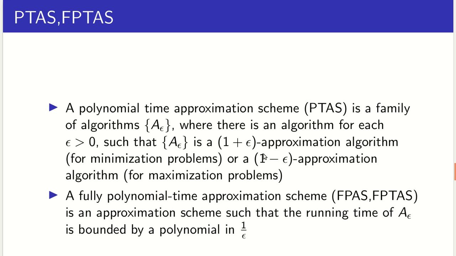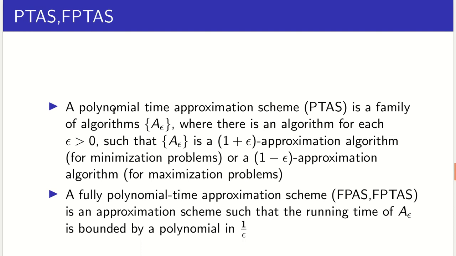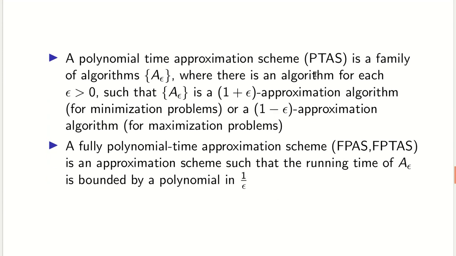Now let me take you through some terminologies such as PTAS and FPTAS. Basically, let me explain in simple terms. If you present an algorithm which is a 1 plus epsilon approximation algorithm for a minimization problem, or a 1 minus epsilon algorithm for a maximization problem, and in our case it's a maximization problem, then we call that a PTAS. In a PTAS, the running time can be exponential with respect to 1 by epsilon, but it has to be polynomial with respect to n.